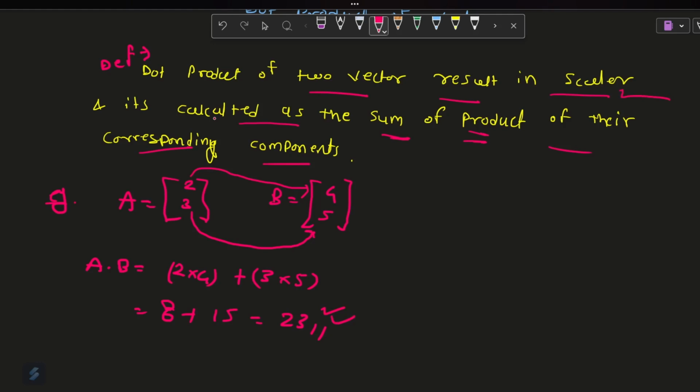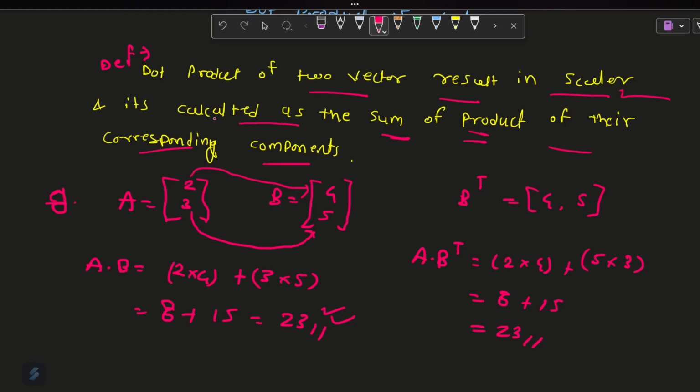Similarly, we can take the transpose of B. B transpose is nothing but 4 and 5. After that, we calculate A dot the transpose of B. Simply, we get 2 multiplied by 4 plus 3 multiplied by 5, which is 8 plus 15. We get the same answer, 23. That is the dot product of two vectors.